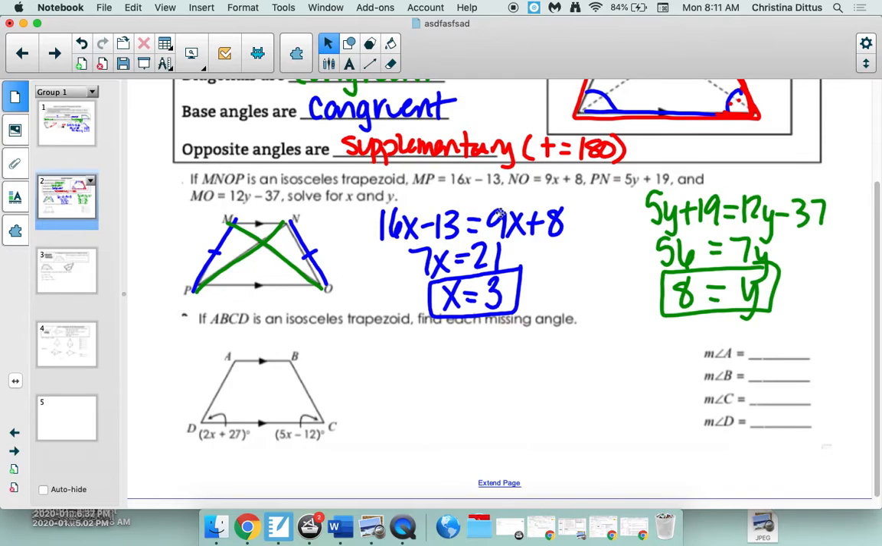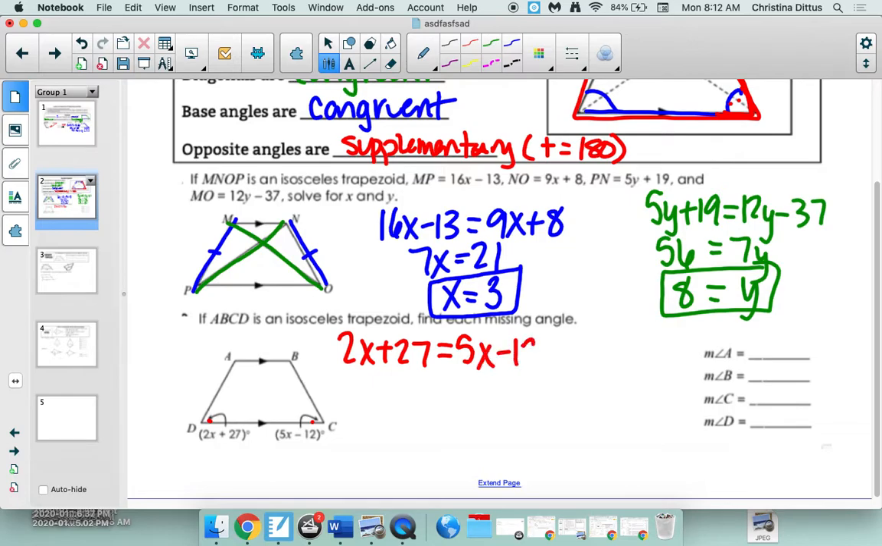And we're going to find all these missing angles. What do I know is true about the angles that are labeled? They're equal because they're base angles. So what should I do with these two things? Set them equal. 2x plus 27 equals 5x minus 12. Subtract your 2x, 3x, add your 12, 39. X is how big? 13.